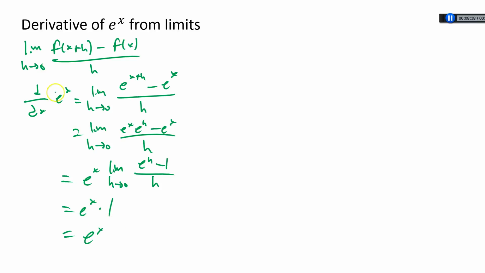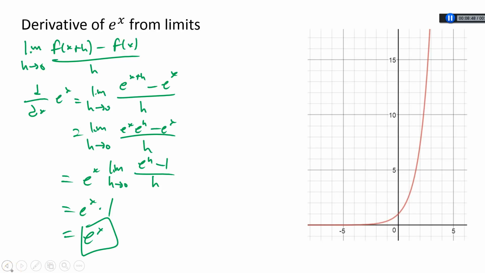Well, hold on a second. I was finding the derivative of e to the x. It equals e to the x. Does that make any sense? Let's look at a graph. So here we have e to the x. I drafted it in Desmos.